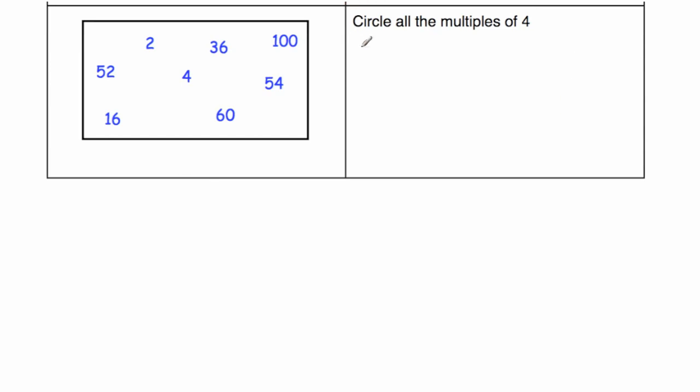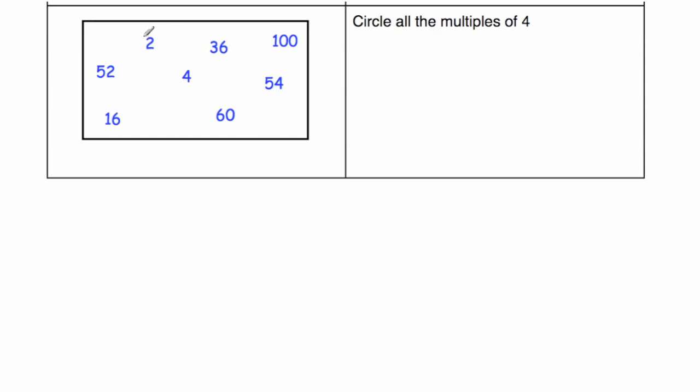Our last question says circle all the multiples of 4. So here we've got a rectangle, and in that rectangle we've got some numbers. We have to circle all the ones that are multiples of 4. Now to do that means that the number will be in the 4 times table, such as 4, 8, 12, 16, 20, 24, and so on. So you could count up in 4s, or another way to do it for particularly large numbers, if you can divide it by 2 and by 2 again and get a whole number, that means it's in the 4 times table. So let's do that.